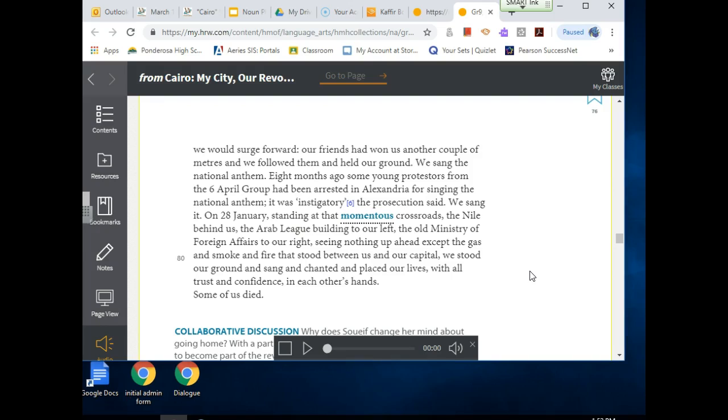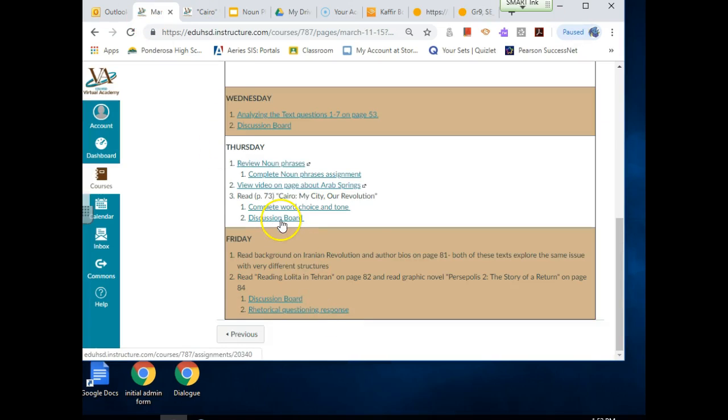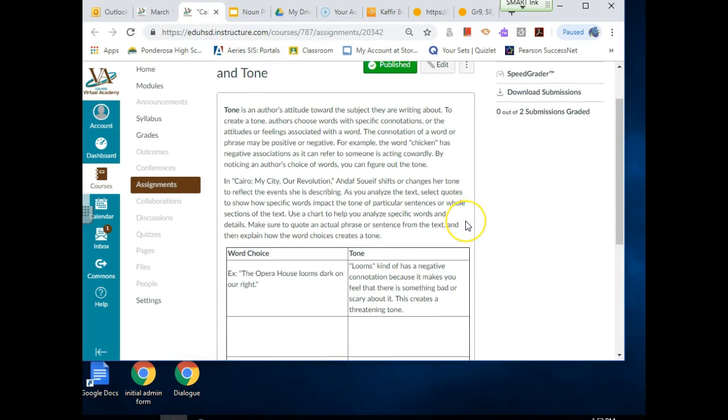All right, so the next thing you have is a word choice and tone assignment. Okay, so go ahead and pull this up. I'll give you about a minute to do that. Pull that up and then we'll discuss it. So everyone should be on their Chromebooks, headed to that.